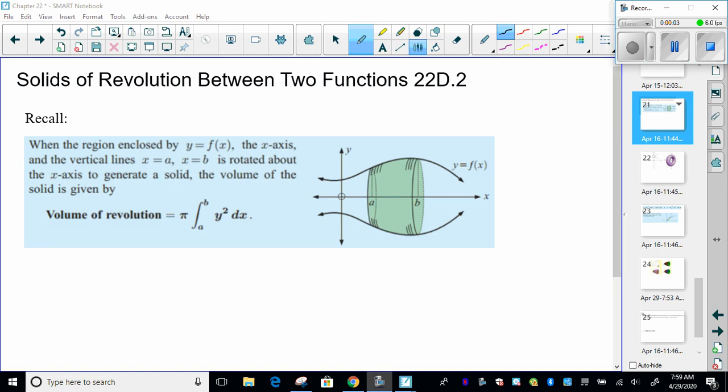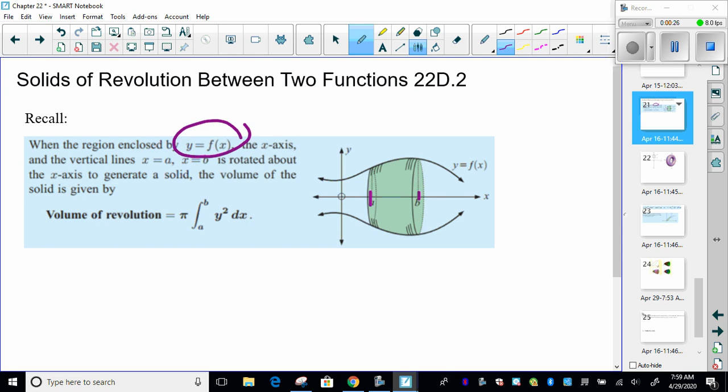Today we're going to continue to work on volumes of revolution, but now what we're going to look at is between two functions instead of between the x-axis and a function. So this is still from what we did yesterday. So here we have that region enclosed by y equals f of x, so some function from this a value to this b value. Rotating around, we get this shape.